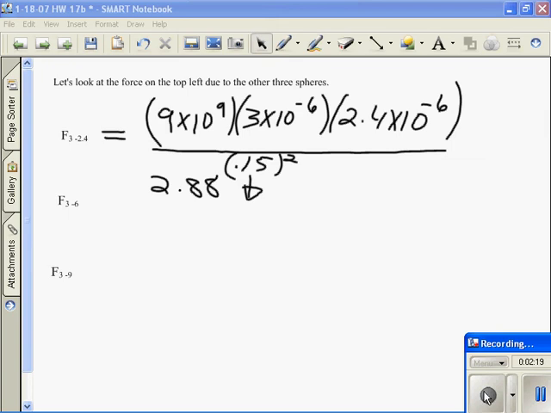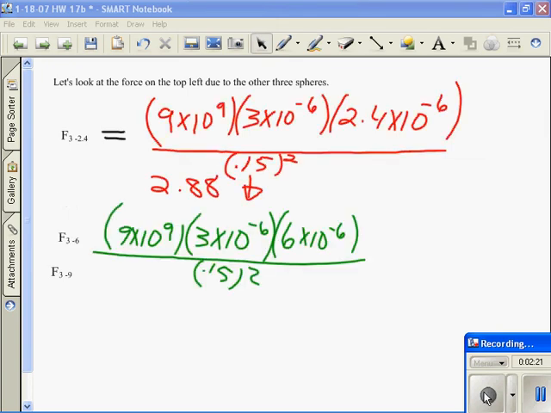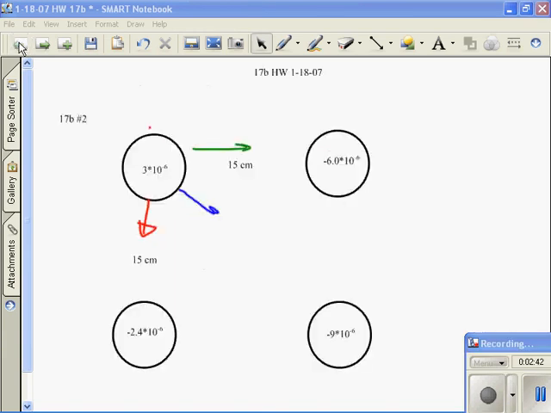Let's calculate the next 2. Okay, plug in the guy on the right, 9 times 10 to the 9, times my original charge of 3 microcoulombs, times the 6 microcoulombs. I realize it's negative, but we'll worry about that later. And the distance between them is 15 centimeters. Okay, 7.2, and we already decided from before that it moves you straight to the right.